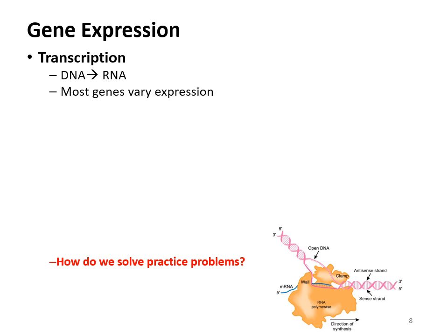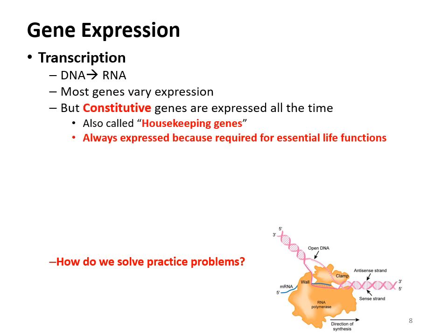Now there are some genes that are always active. We call these constitutive or housekeeping genes. So circle those terms, constitutive and housekeeping genes. They mean the same thing. They simply mean that a gene is always active, okay? So it's always being expressed.